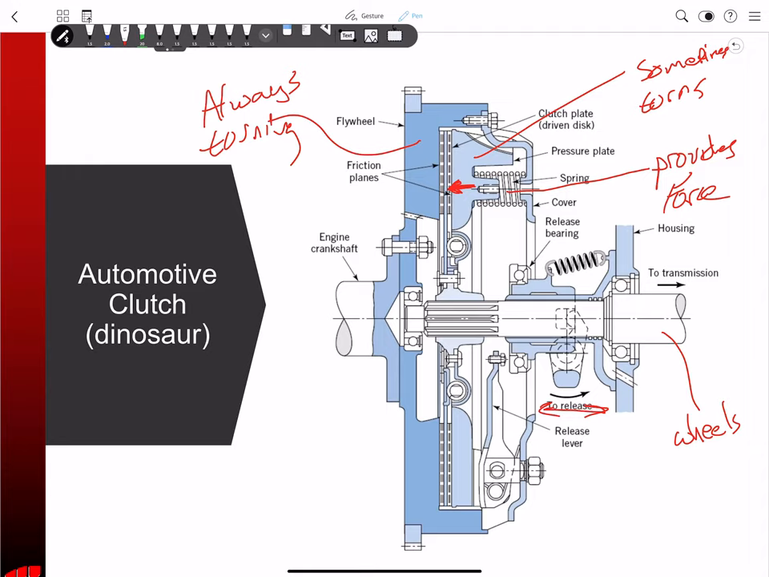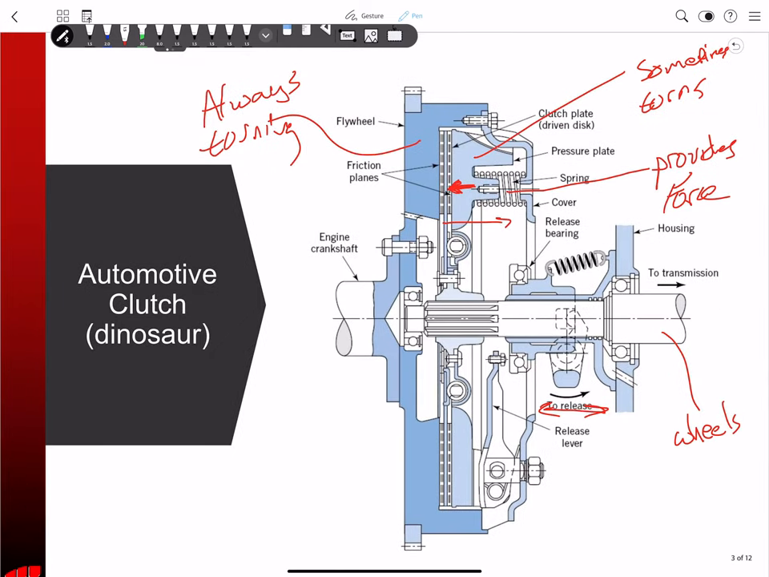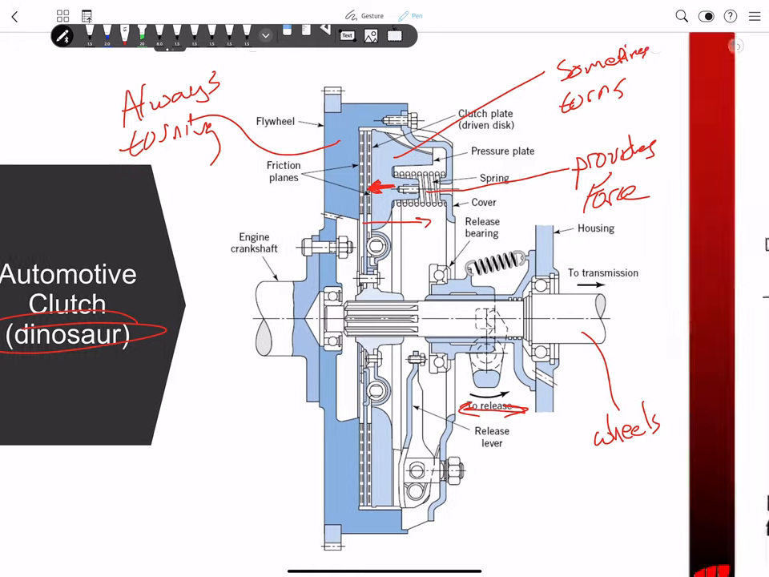So I can push on something, sometimes the clutch pedal in your car, or maybe the clutch lever on a motorcycle, and disengage this so they're no longer touching. If they're not touching, there's no force, there's no friction, no torque. And so I can engage and disengage this thing slowly and in a controlled manner. But as we move towards primarily electric cars, this thing's getting to be kind of a dinosaur, as am I.